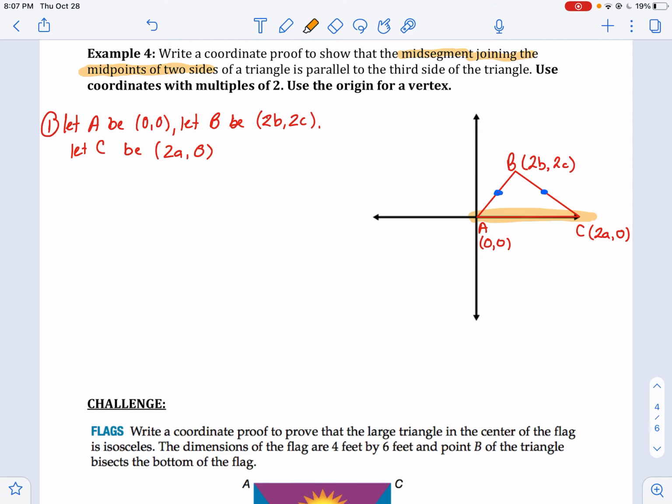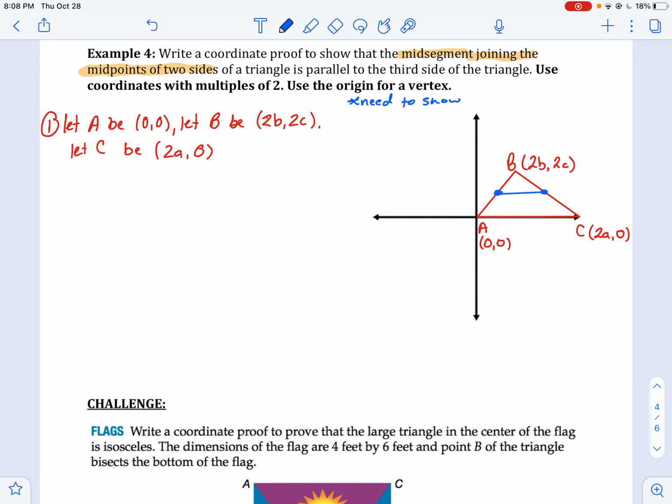Always try to use the axes if you can. Always try to use the origin, because that's going to make life a little bit easier for you. So I want to show that this segment here is parallel to the third side. Okay, well, what are some things that I know about parallel lines? What do I need to show? And this is just a note for myself. It's not really necessary to have in your proof. So if the line is parallel, then they should have the same slope.